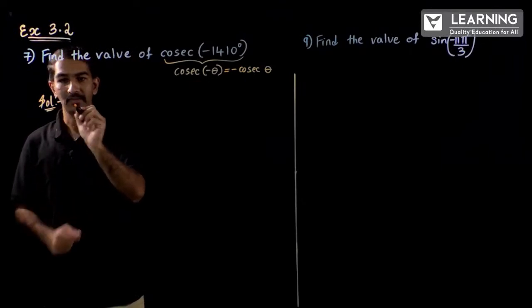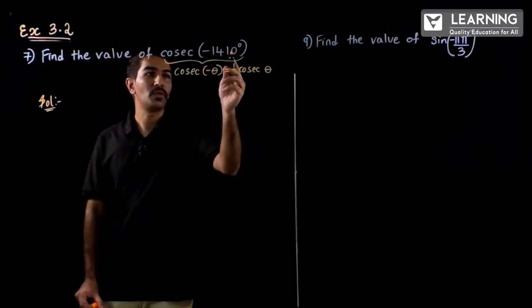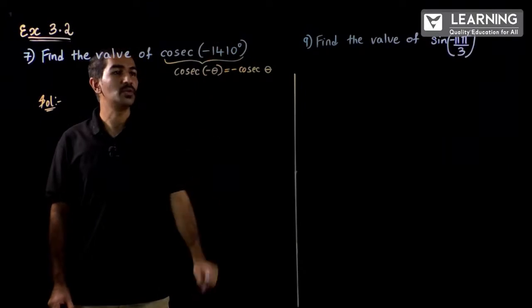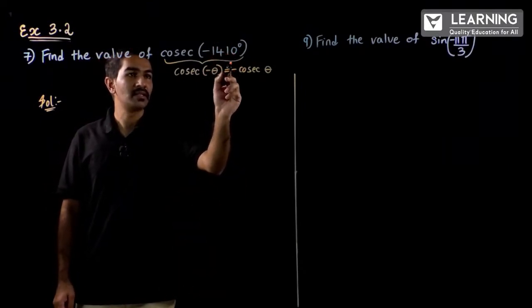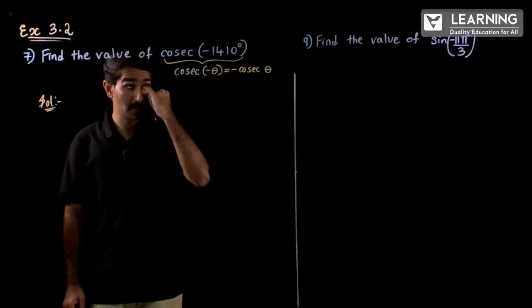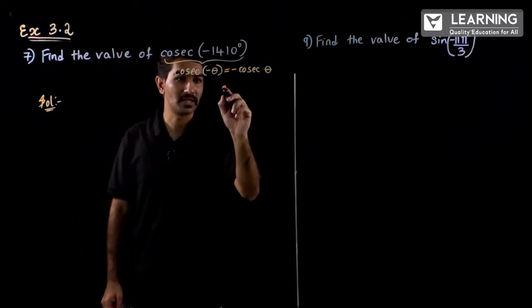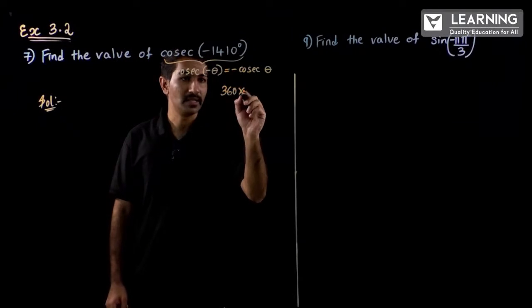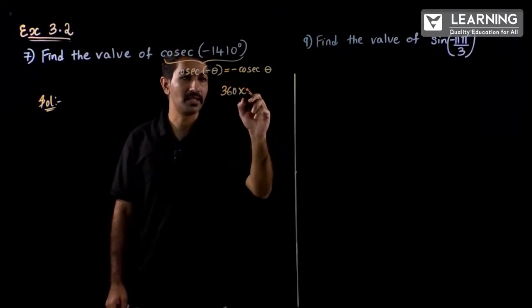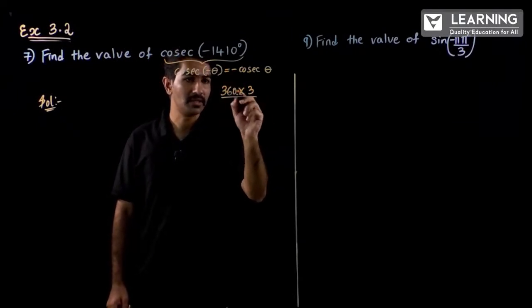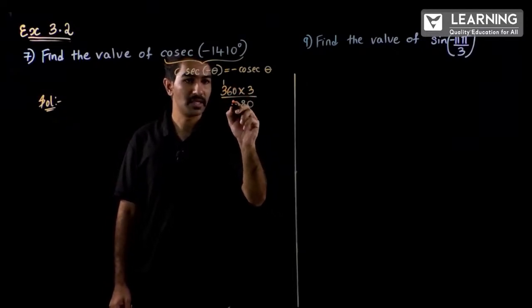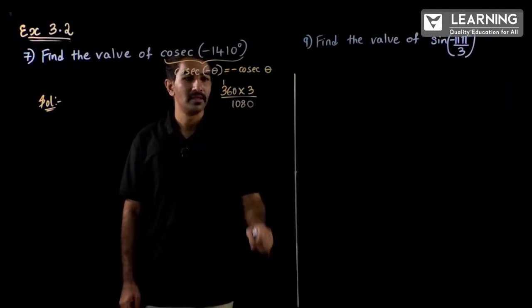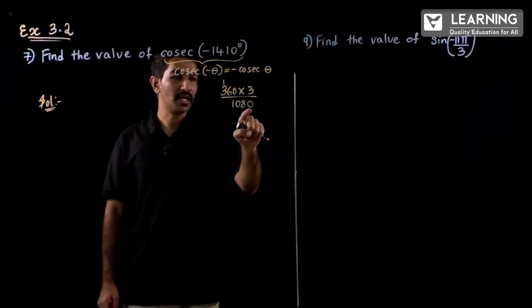Solution. Now cosecant minus 1410. Students, what we'll do here is, this 1410 must be expressed in terms of the ASTC rule again. How do we express this? So see this. 360 degrees, one full circle is 360 degrees. 360 into 3: 3 zeros are 0, 3 sixes are 18, 3 threes are 9 plus 1 is 10. So we got 1080, right?